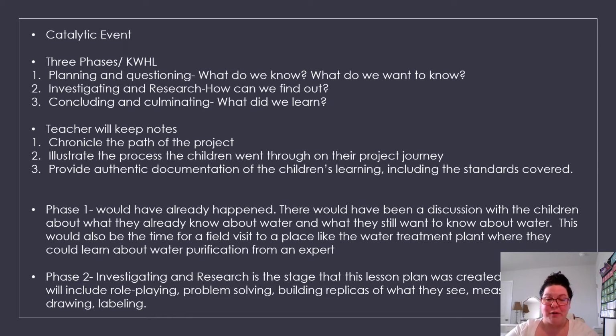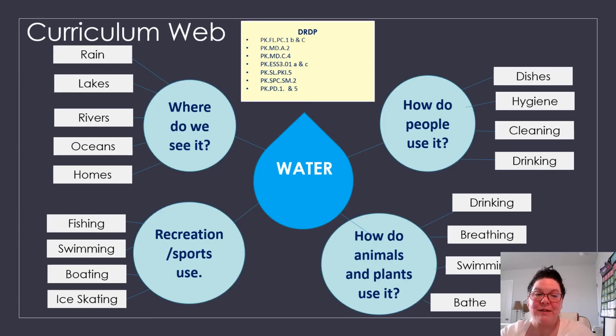And then phase 2, which is what my lesson plan is in, would be investigating and research. It is the stage where this lesson plan was created, and it will include role-playing, problem-solving, building replicas of what they see, measuring, drawing, and labeling. So this is where I would take phase 2, and we would begin making a curriculum web. Up here is where I've placed some of the standards that we would be trying to incorporate into this lesson plan. This is our topic, and these are our concepts that we came up with: the where, how, and what would we do.